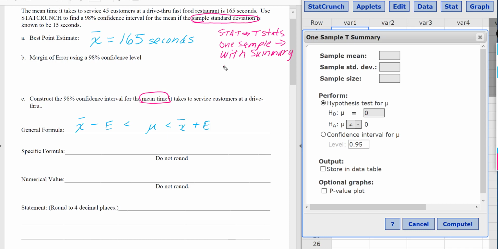So our sample mean, X bar, is 165. Our sample standard deviation, S, we know is 15 seconds. And our sample size, N, is 45. So let's go ahead and enter that in and make sure we find the confidence interval for a mean.